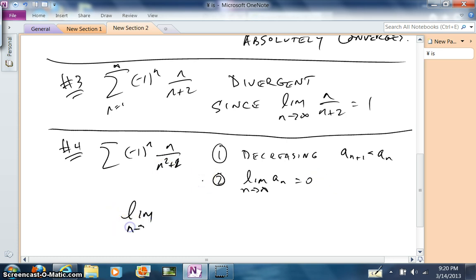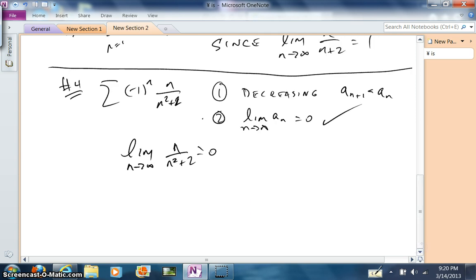The limit of n over n squared plus 2. The power on the bottom is bigger, so this is equal to 0, so number 2 checks. Let's check the decreasing.